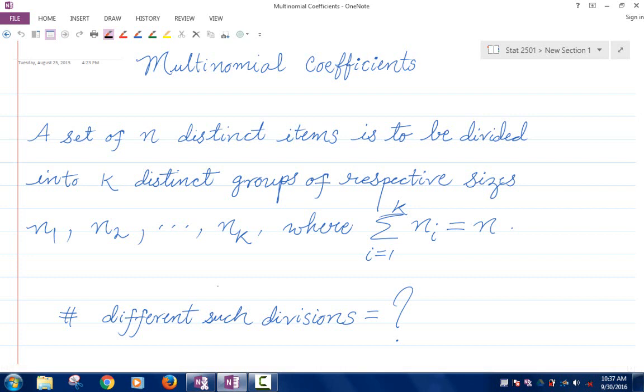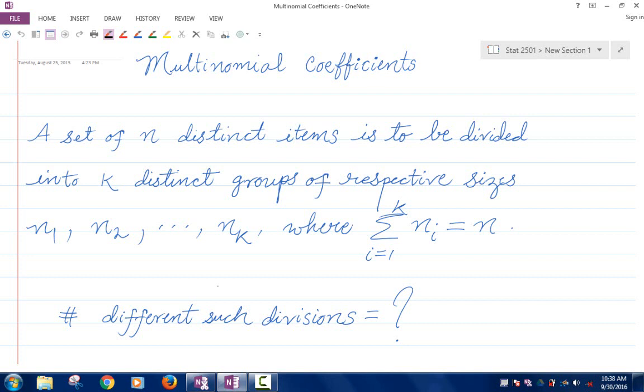Okay, suppose that you have a set of n objects and you want to divide them into k distinct groups of respective sizes n1, n2, up to nk. So that means n1 plus n2 plus n3 plus ... plus nk is n. Is that making sense?